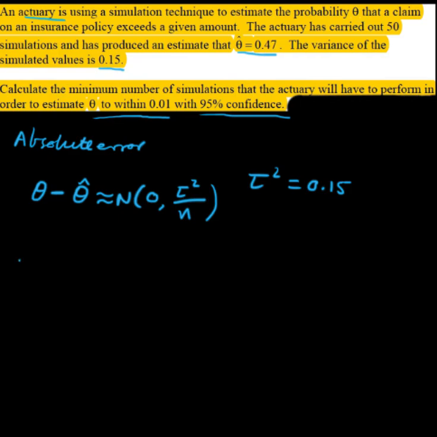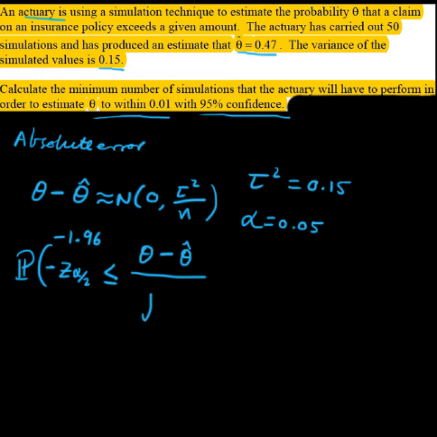So we know that bit, and because it's normally distributed to 95%, I'll just put down that alpha is 0.05. On the negative side, the negative z-score of alpha on 2, going to just the 2.5% side, is negative 1.96, and you can find that in the tables, which is less than or equal to our theta minus our estimated theta, essentially finding a z-score over there, divided by the square root of the variance, which is tau squared over n, and n is what we want to find.